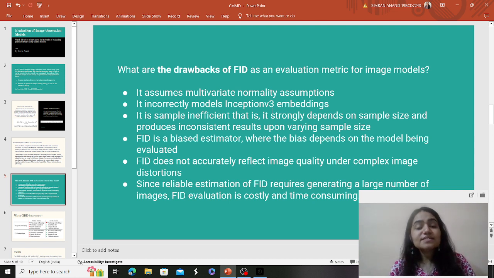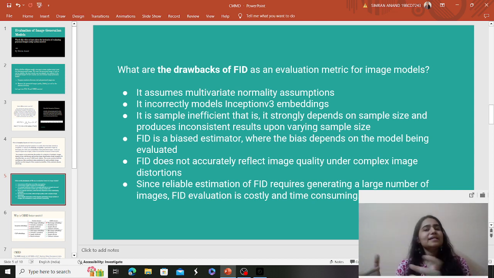So it requires a high covariance matrix. It also increases the dimensionality of the covariance matrix for FID, which is computationally expensive. That is why we will see that FID takes a lot of training time. Time complexity is higher. Now next, it is sample inefficient.